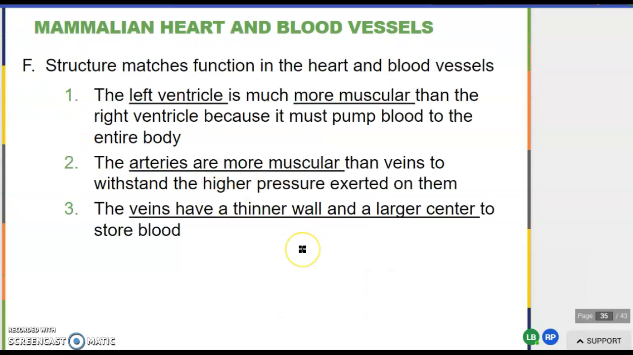These are some interesting things about the left ventricle versus the right ventricle. We always think structure and function in living things are super related. So it's saying the left ventricle is more muscular, and it makes sense because of the function of the left ventricle: it has to pump blood to the entire body. So, of course, that makes sense. Arteries are more muscular than veins because, again, of that pumping structure.